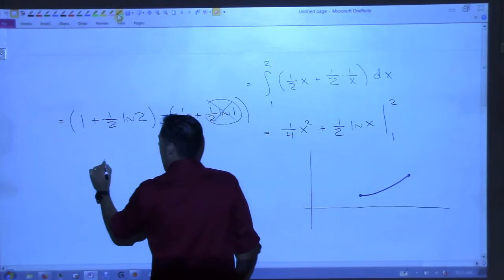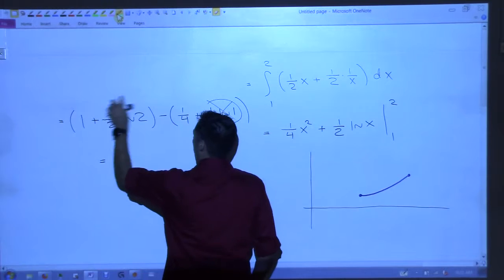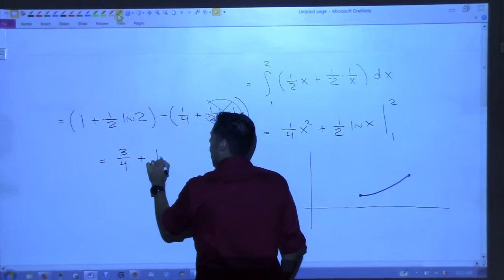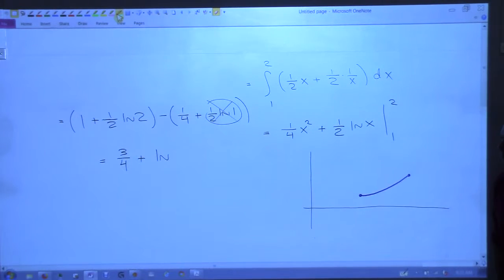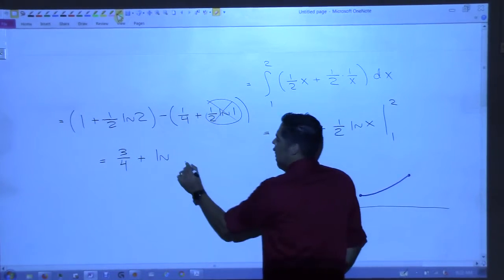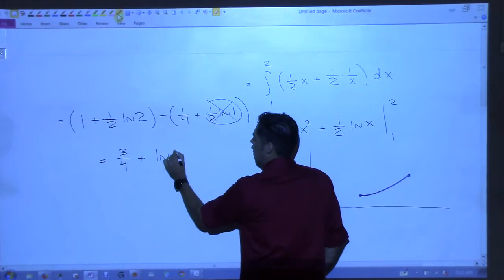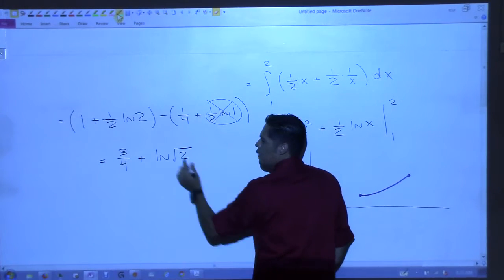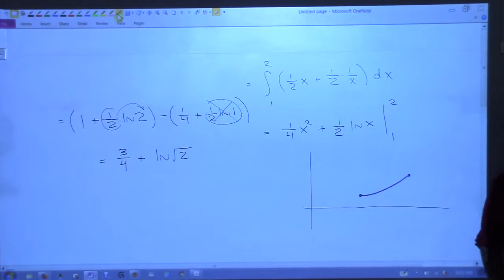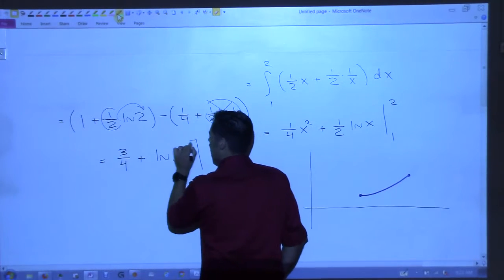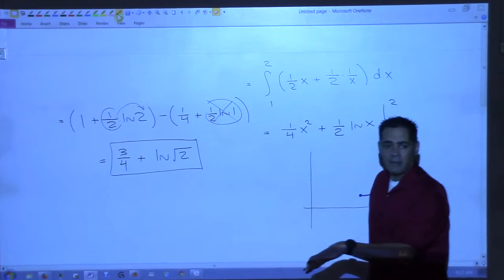So this is really 3/4. It's 1 minus 1/4 plus natural log of, I didn't forget the 1/2. Natural log of, close, square root of 2, because this 1/2 can go up as a power, right? Property of logs. Raising something to the 1/2 is the same as taking the square root of it. Right? Okay, so this is it right here. That's the exact length of that curve.